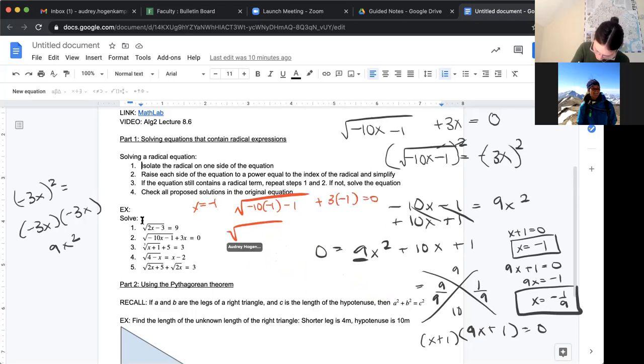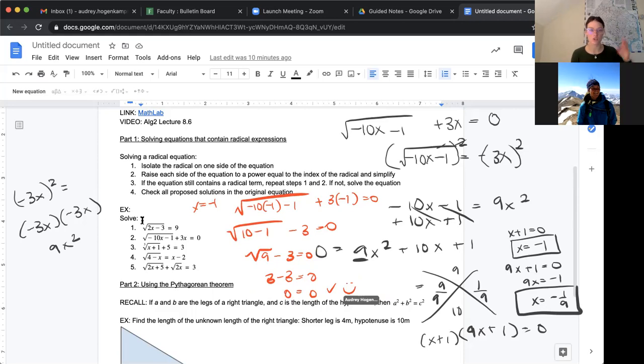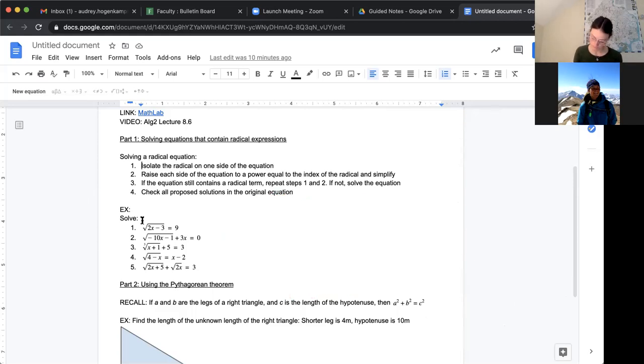The square root of 10 minus 1 minus 3 equals 0. So that's going to be the square root of 9 minus 3 equals 0. That's going to be 3 minus 3 equals 0. 3 minus 3 is 0. 0 equals 0. Checks out. So in this case, both of our solutions work, as we have double checked. So the solutions include -1/9 and -1.